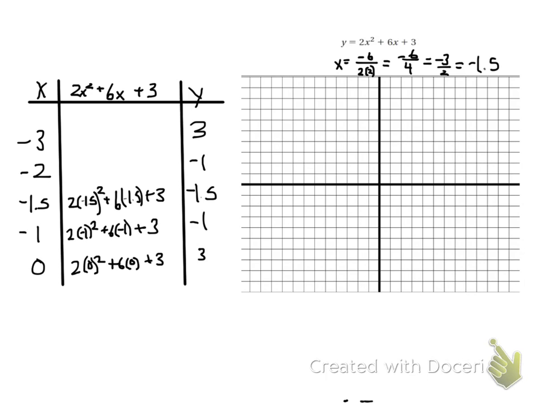Graph it. Okay, we go to -1.5, -1.5. And then -1, -1. -2, -1. Then 0, 3. -2. We graph this. And there you go. And again, the axis of symmetry, if we were to graph that, that would be the folding point for the graph.